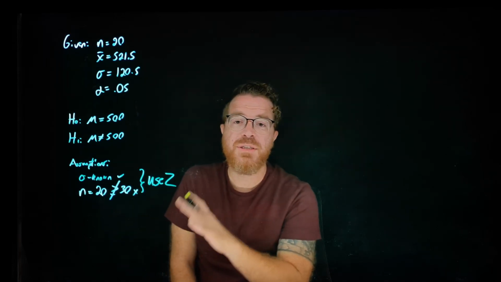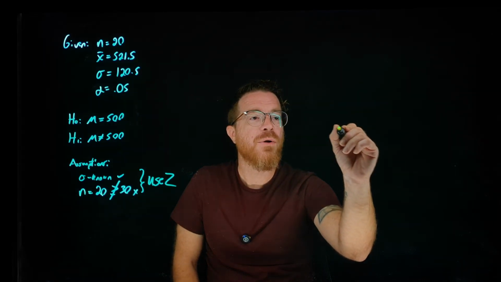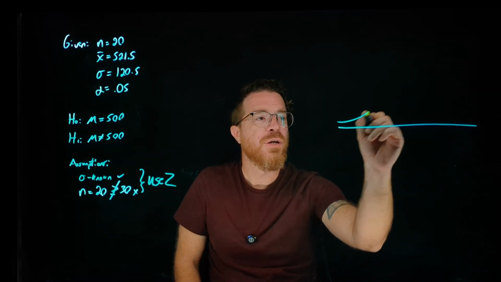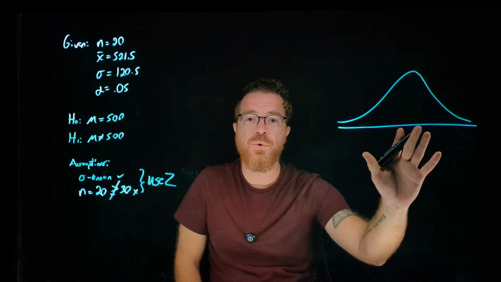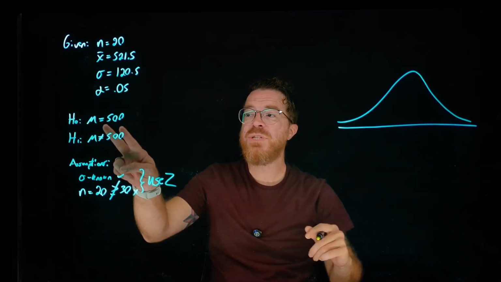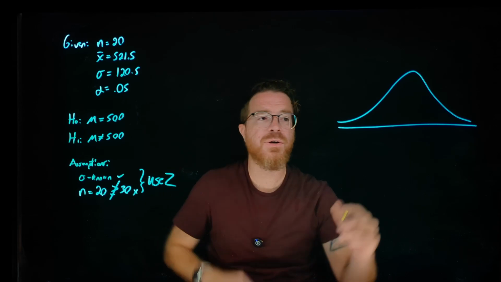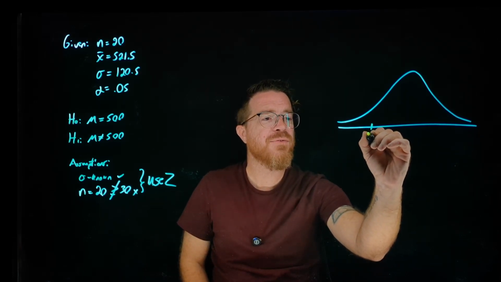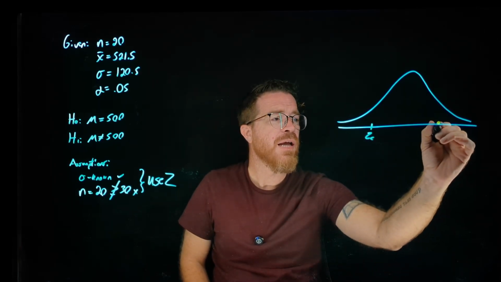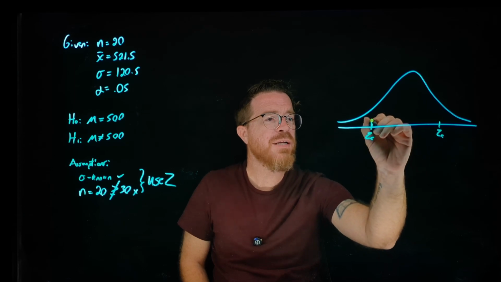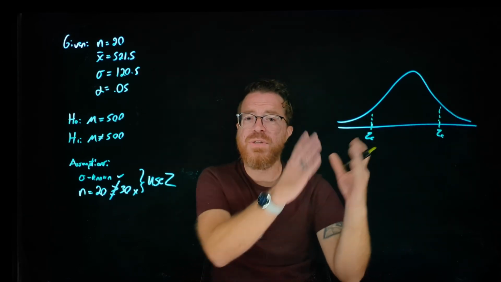So now that we know that we're using the standard normal z, we can figure out what our rejection region is. If we have our standard normal, and we are doing a two-tailed test, because our alternate hypothesis is mu is not equal to 500, this means that we will have a negative z critical value to the left, a positive z critical value to the right, and we know that the area of these two together should be alpha.